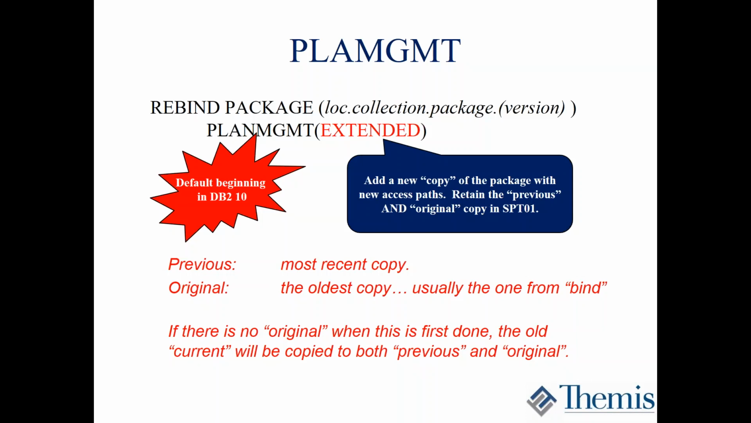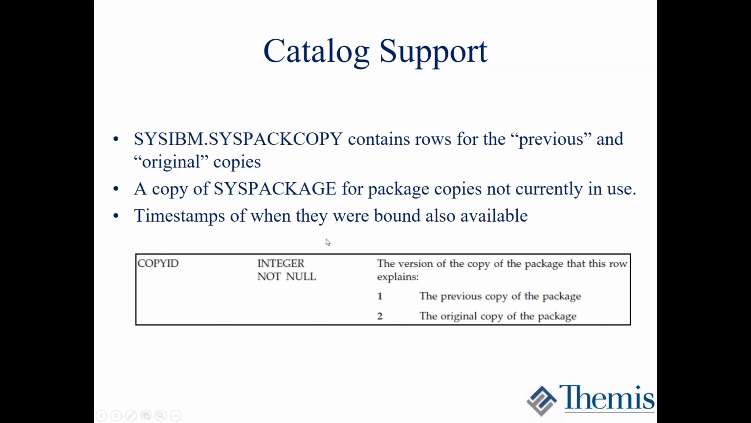So this is going to get interesting when we start falling back to one of these other copies. We do have a catalog table now, SYSPACKCOPY, which will track this for you. So that tells you where the previous and original copies are, if you have them, with what bind options were used on each of these. And this catalog table didn't come until version 10, even though the feature came in version 9.